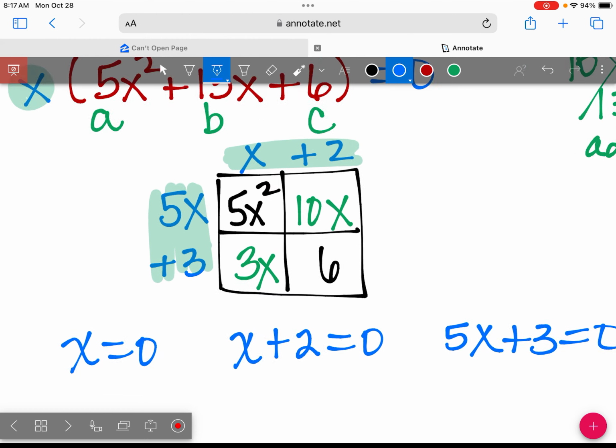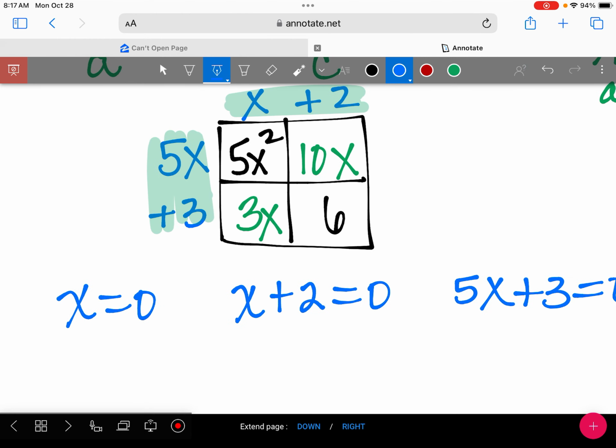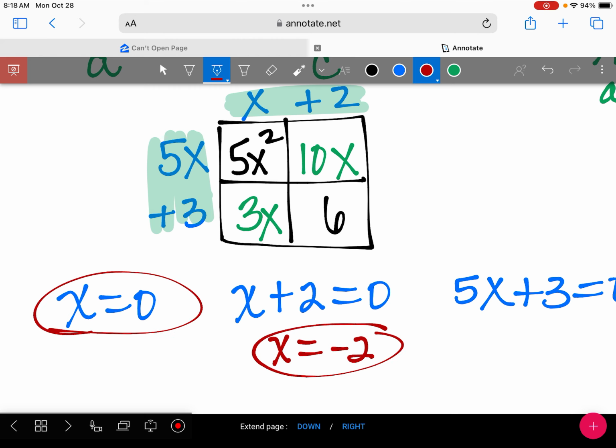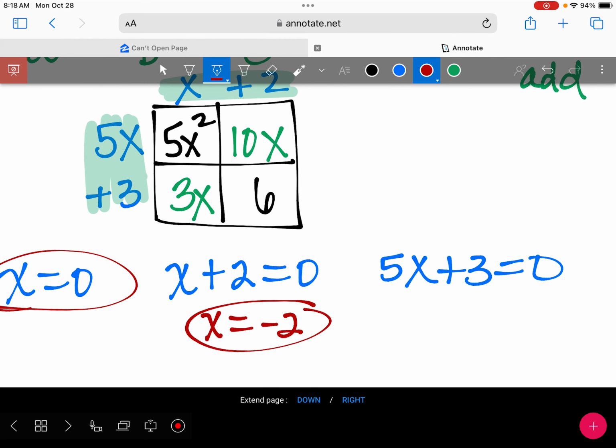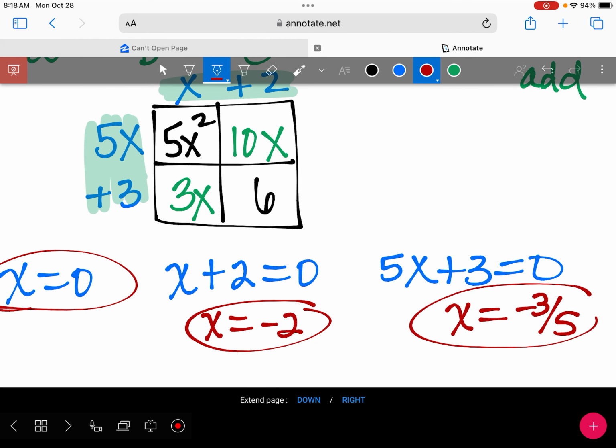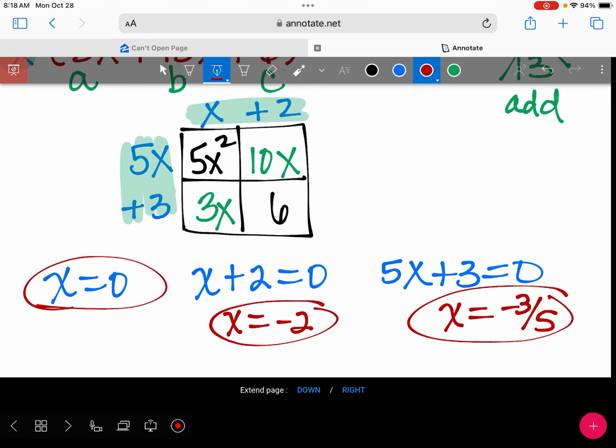So for our second one, we're going to subtract the 2, which gives you x equals -2. For the third one, we're going to subtract the 3 and divide by 5, which gives you x equals -3/5. So those are our 3 answers. So we got 2 negative answers and 1 at 0.